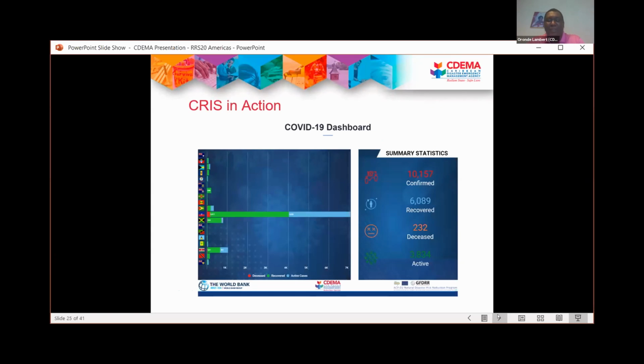Right now, we are making use of it. If you go to our webpage, that's www.sedema.org, there's a COVID-19 section, and that area is being fed by the specific form of the CRIS called the GeoCRIS, which is the geospatial part of the CRIS.